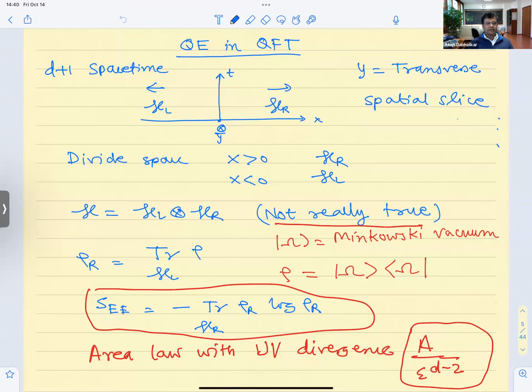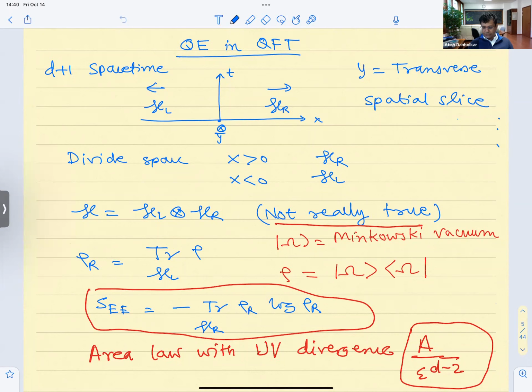At some level, it is true that the Hilbert space could be written as a direct product, h left cross h right, but this is not really true because of the strong correlations near the wall, and we will come to that. But if you do it naively and compute entanglement entropy, then it gets this famous area law with an ultraviolet divergence, which was noted first by Sorkin and then many other people later, clearly motivated by the black hole entropy.